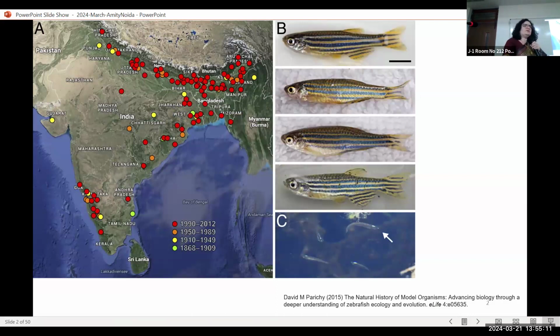So this fish comes from India. It is now used as a developmental model all over the world, but these are the places where you see the fish commonly. And many Indians who live in rural areas are very familiar with this fish. This is not new for them.